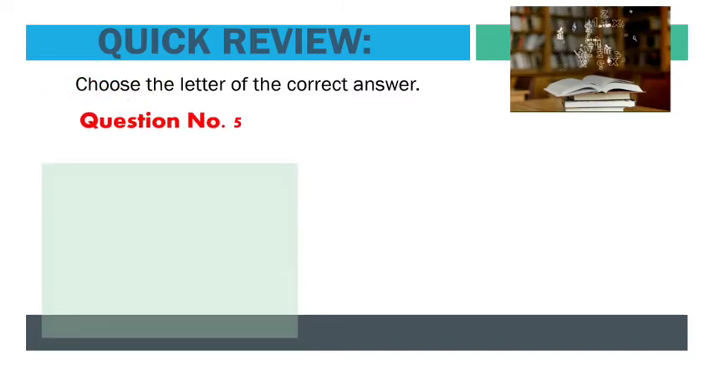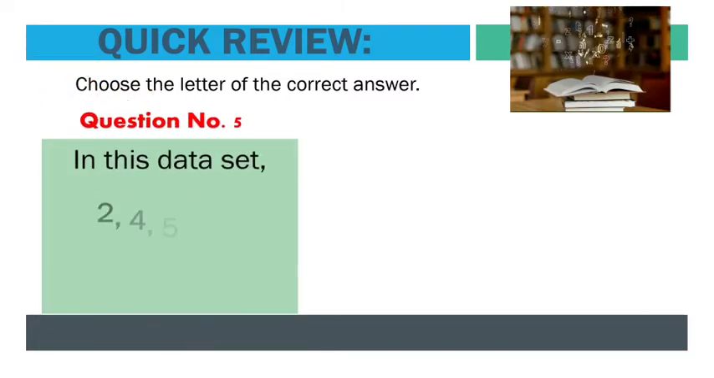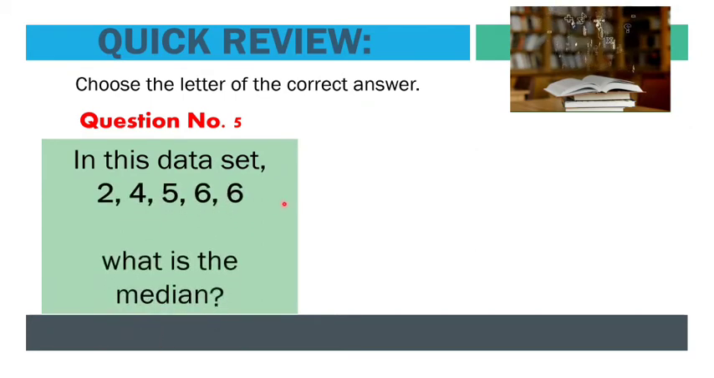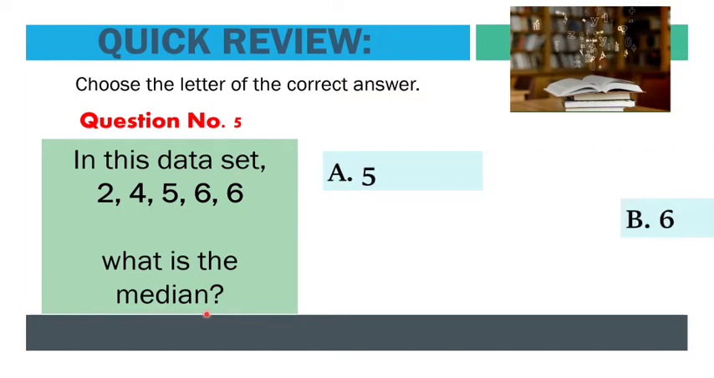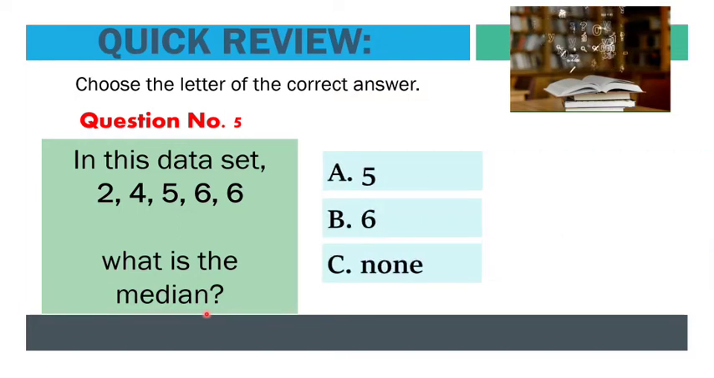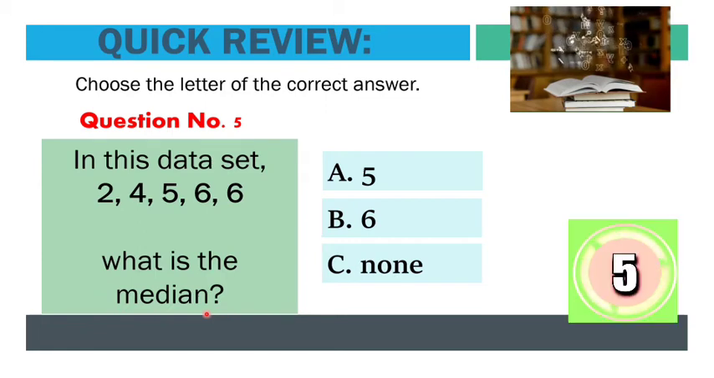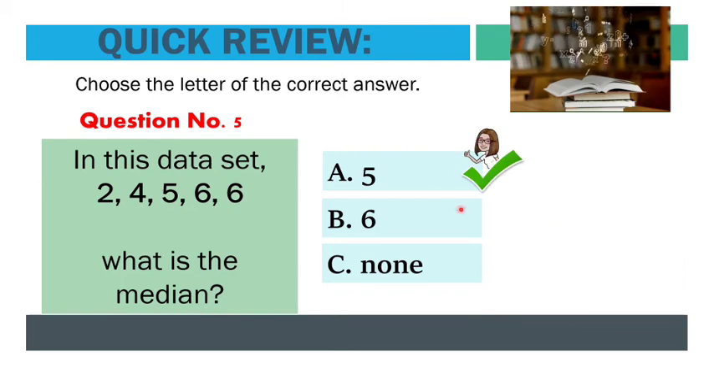Last question. In this dataset, 2, 4, 5, 6, 6, what is the median? Is it A, 5, B, 6, or C, none? The correct answer is A, 5, because that is the middle value. Median means the middle value of the arranged dataset. So 5 is the middle number or the median. Did you get it also? Good work!